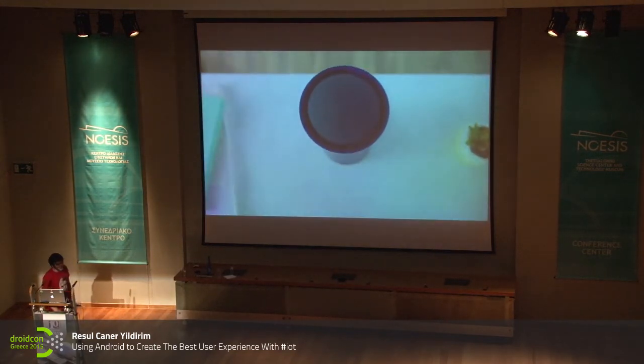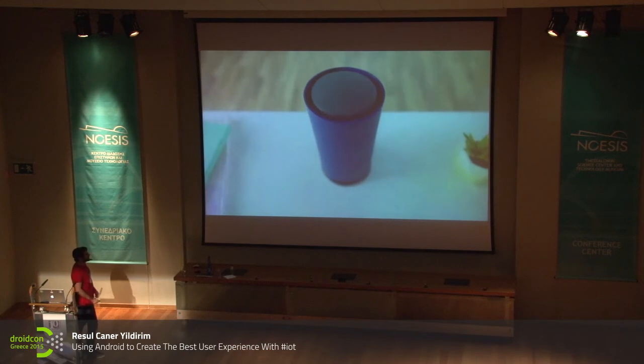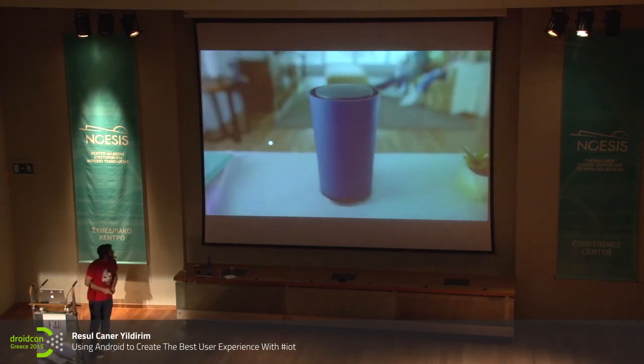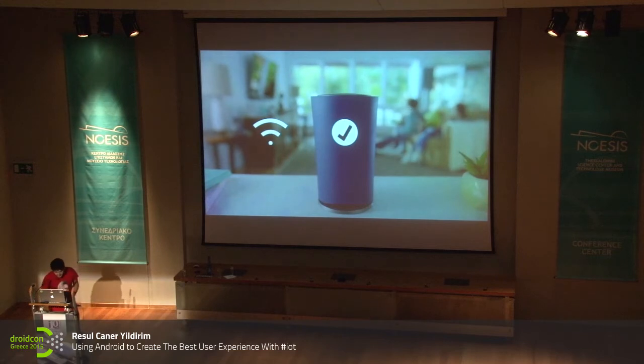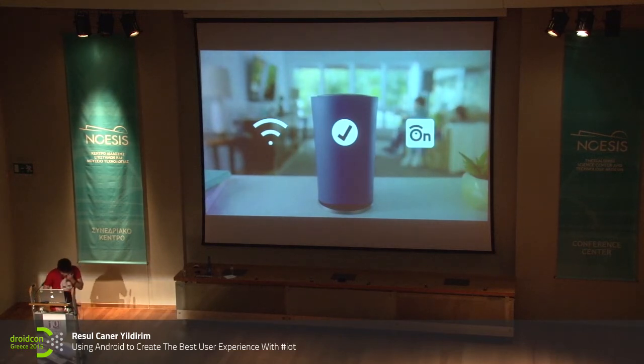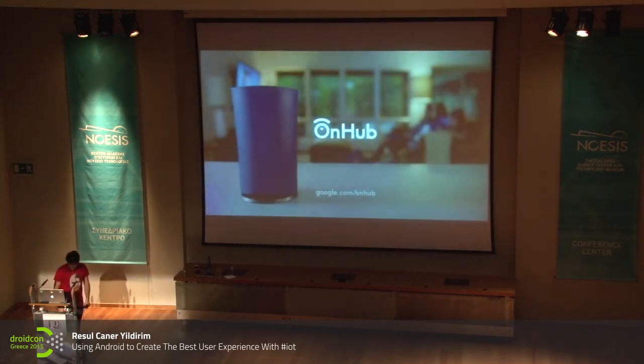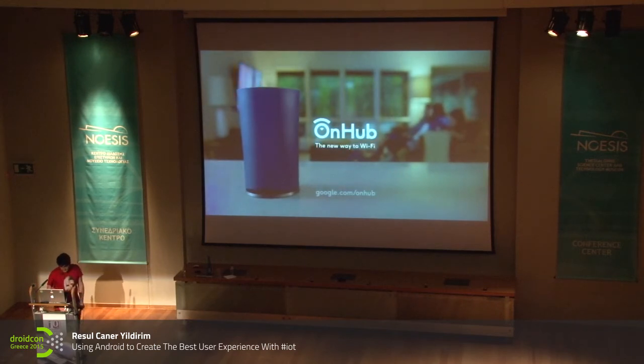Meet OnHub, a different kind of router that makes it simple to get better Wi-Fi. OnHub starts fast and stays fast, constantly improves on its own, and it communicates with an app, not blinking lights. OnHub, the new way to Wi-Fi.